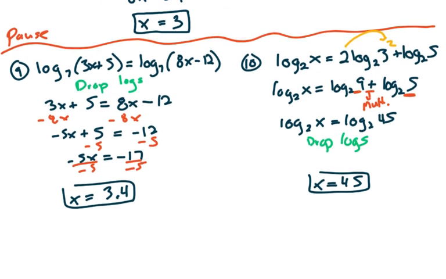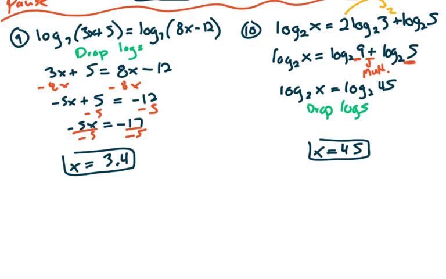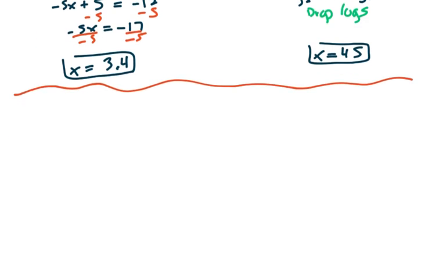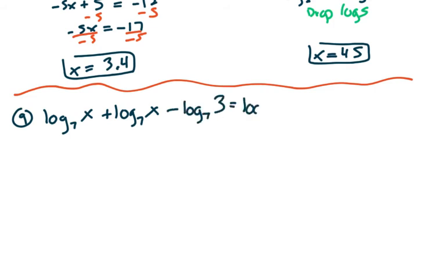Now I'm going to do 2 more in this type, and they're just a little bit more complicated, so I didn't want to make you guys try them. So number 11, let's do log base 7 of x plus log base 7 of x minus log base 7 of 3 equals log base 7 of 12.